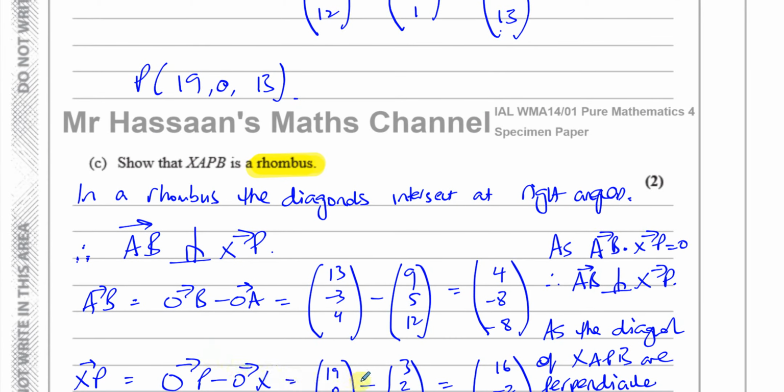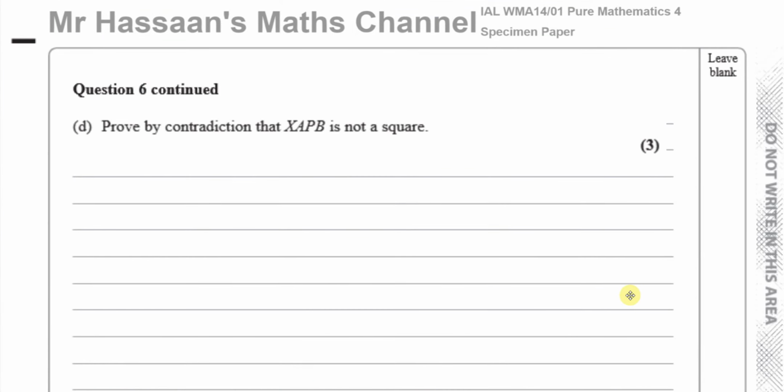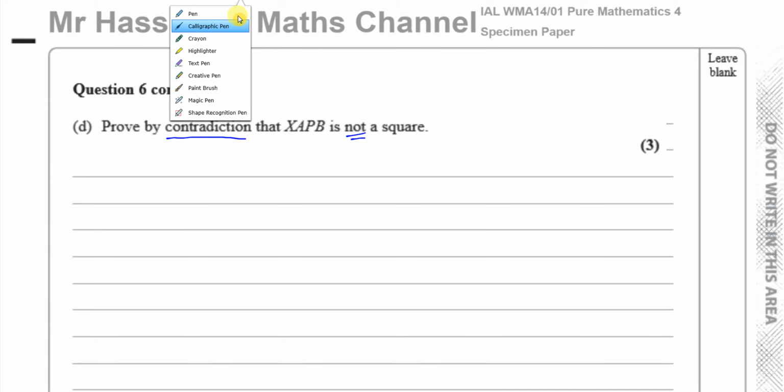Now we're going to go on to part D. For part D it says prove by contradiction that XAPB is not a square. Okay, it's not a square. Now it says prove by contradiction. When we do proof by contradiction, now this is a new part of the syllabus here, but they've intertwined it with this topic.